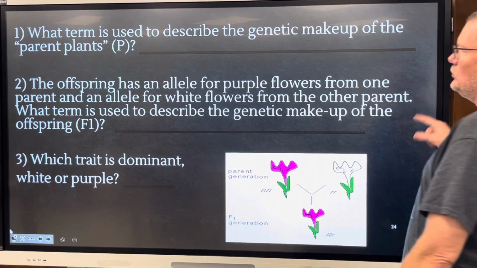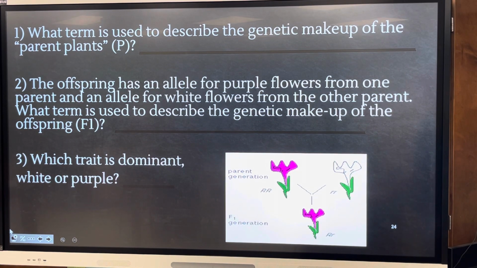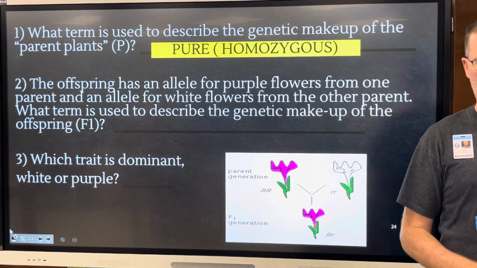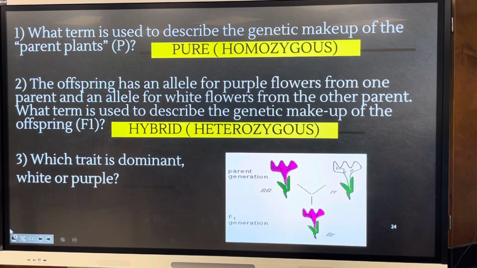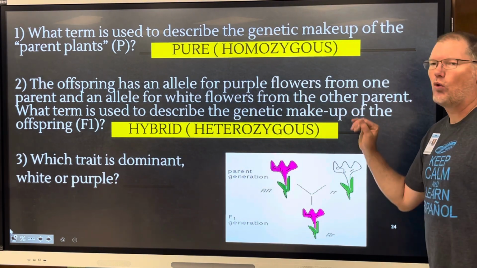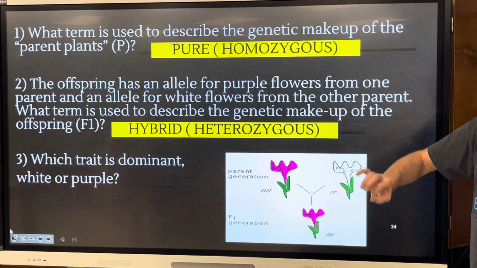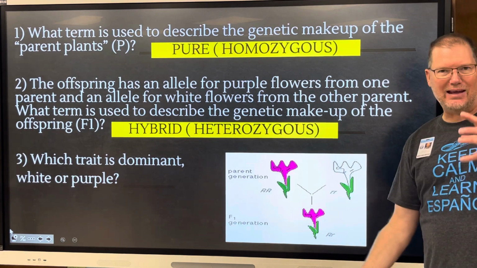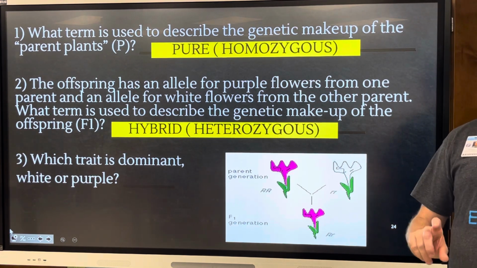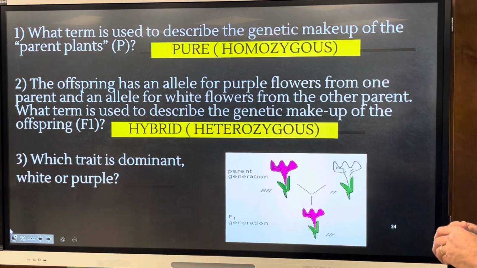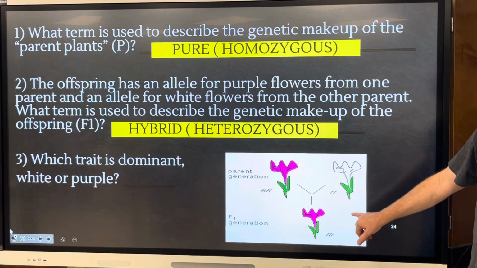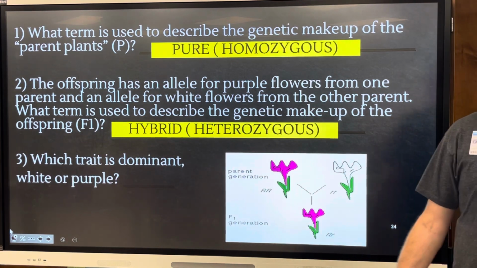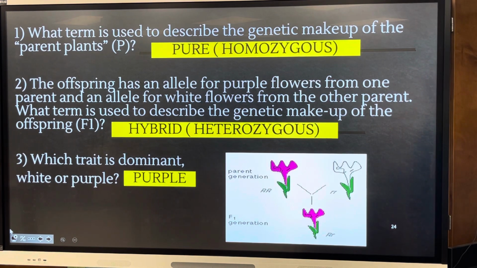So what term is used to describe the genetic makeup of parent plants? Pure, homozygous. So a little bit of a review from last week's notes. The offspring has an allele for purple flowers from one parent and an allele for white flowers from the other parent. What term is used? It's a hybrid, right? If it's a mix of dominant and recessive alleles, it is a hybrid. And which trait is dominant here, white or purple? So there's a parent generation, the F1 generation. Obviously, the purple one.